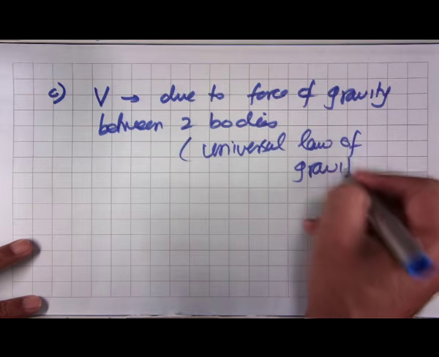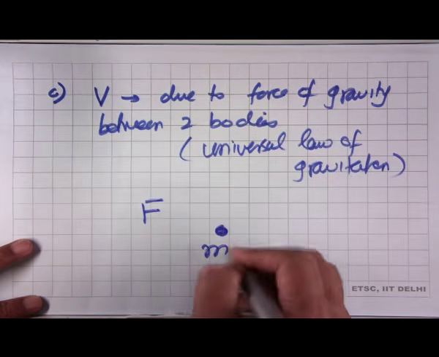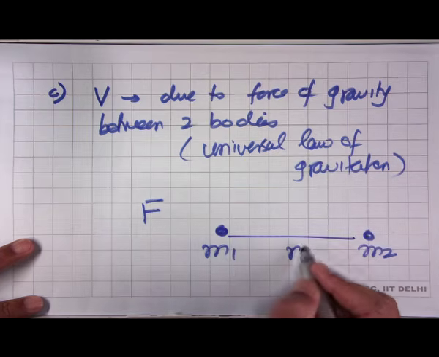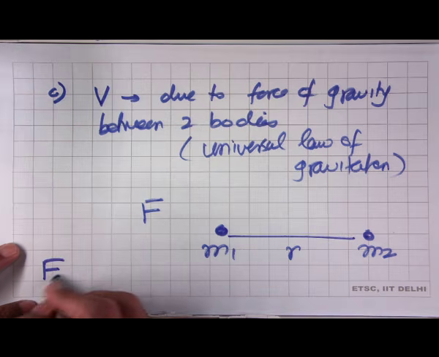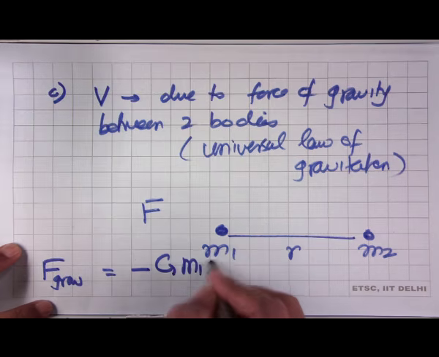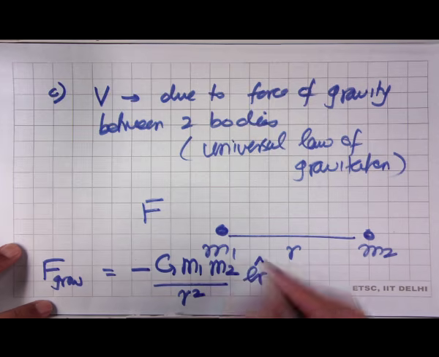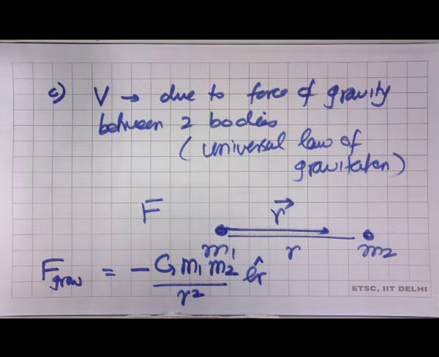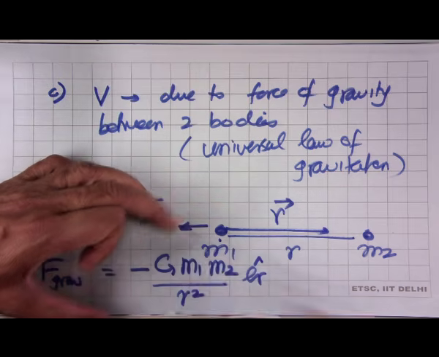law of gravitation, where we will have this force if we have a body m1, another m2, and if the distance between these is r, then the gravitational force is equal to minus G m1 m2 upon r square. In the direction, if we call this the r direction, then force on body 1 will be minus G m1 m2 by r square in the opposite direction.